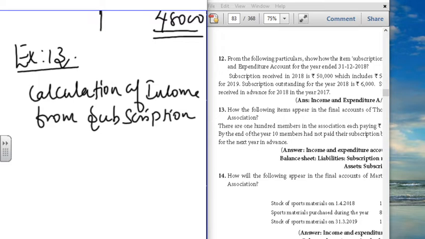Calculations of income from subscription. First, read the question. Total subscription. You can write it as it is. There is no format for this.